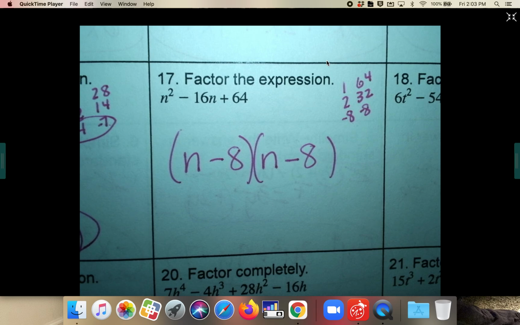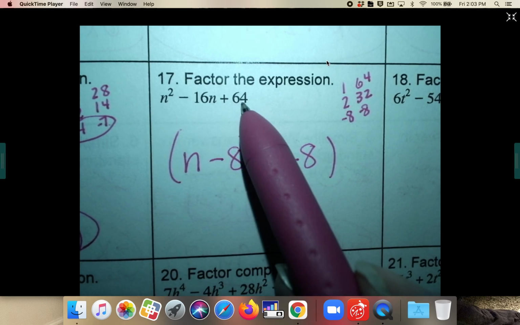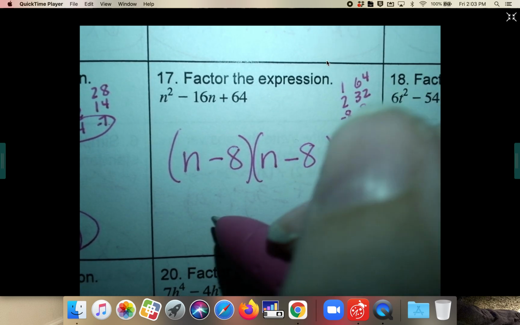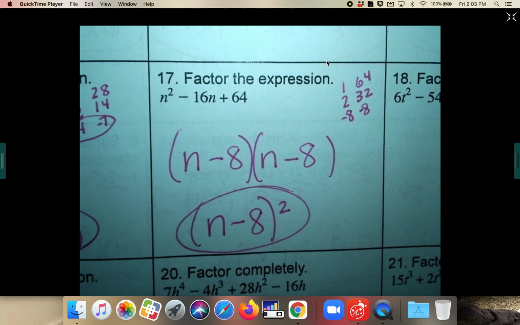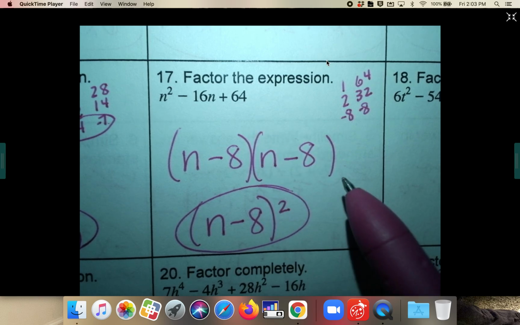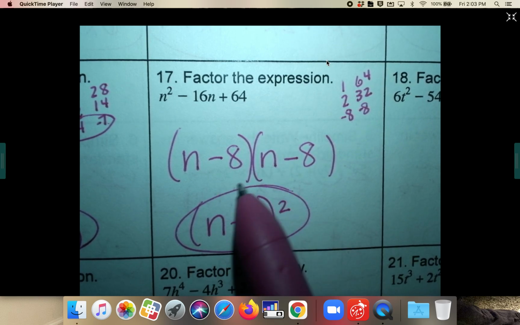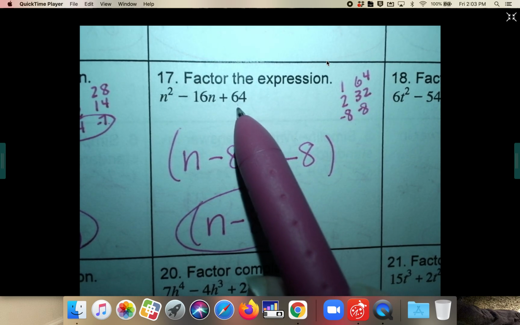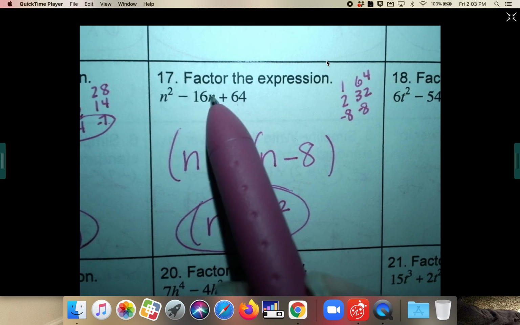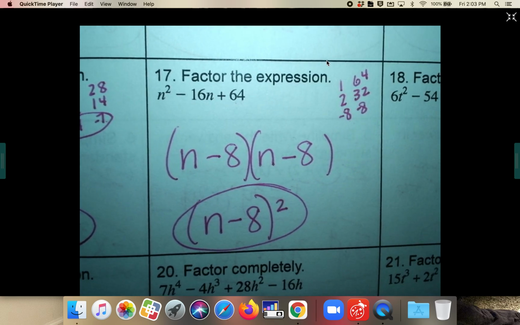But I forgot, this is a perfect square. So I should have just known in my head that this is going to be n minus 8 squared. So again, if you circle this as your final answer, it's correct. I won't count it wrong, but you can shorten it up by doing n minus 8 squared, and I should have recognized that 64 is a perfect square of 8, and you can obviously add -8s to get that. So yeah, I should have known that earlier.